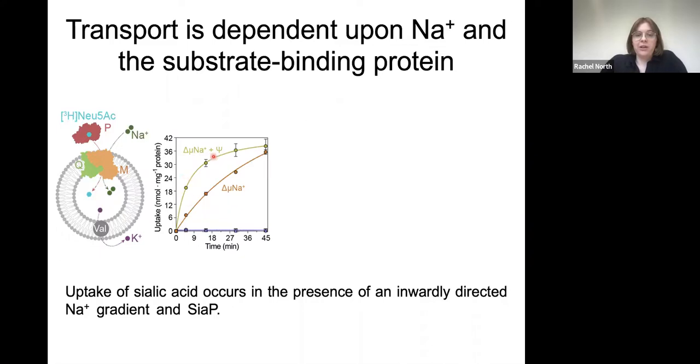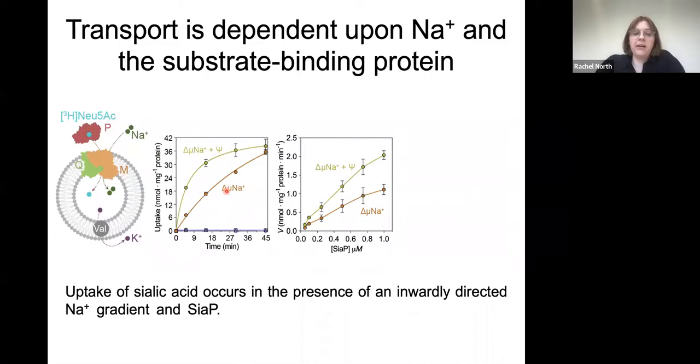So in green here, you can see the substrate uptake over time in the presence of both sodium and a membrane potential. And in orange, we have uptake in the presence of the sodium. So you can see with the membrane potential that we get enhanced transport. And down the bottom in purple, we have no sodium present, and also some other controls that were done. You can see you get no substrate uptake without the sodium gradient.